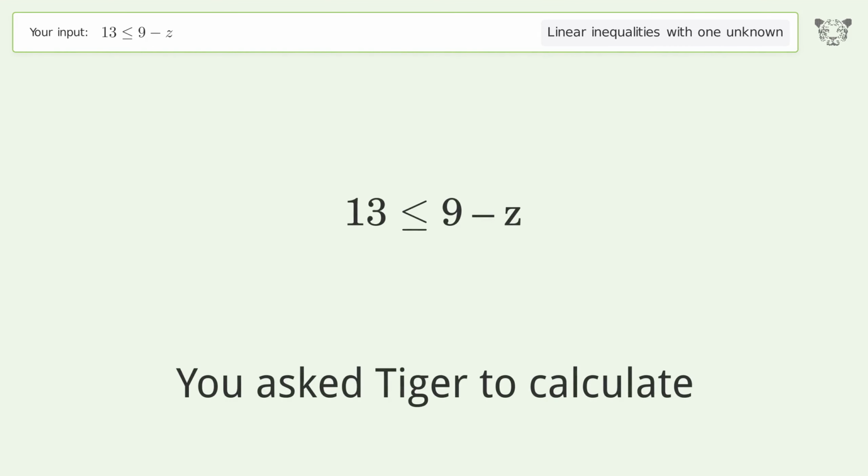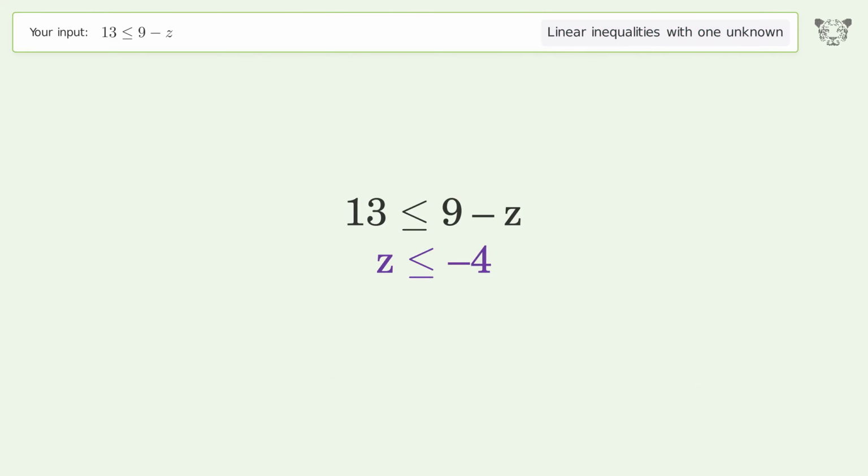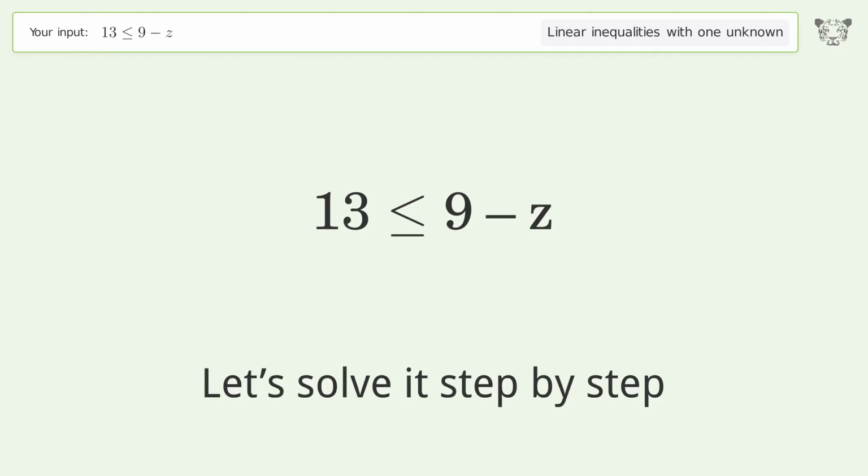You ask Tiger to calculate. This deals with linear inequalities with one unknown. The final result is z equal or smaller than -4. Let's solve it step by step.